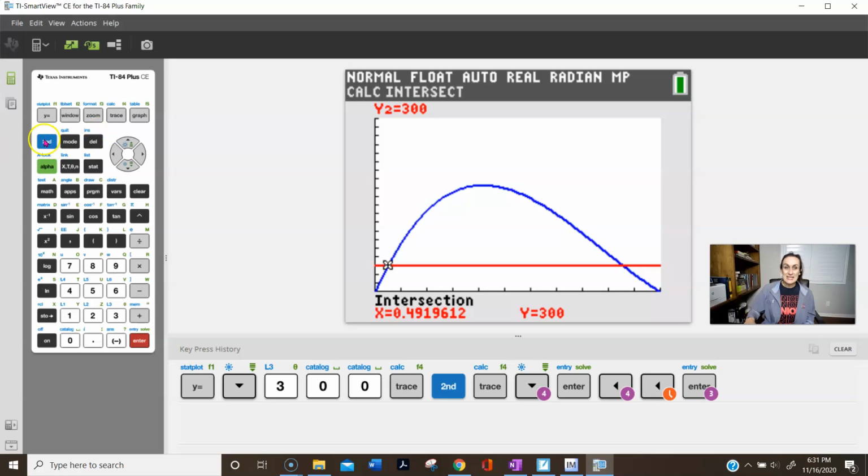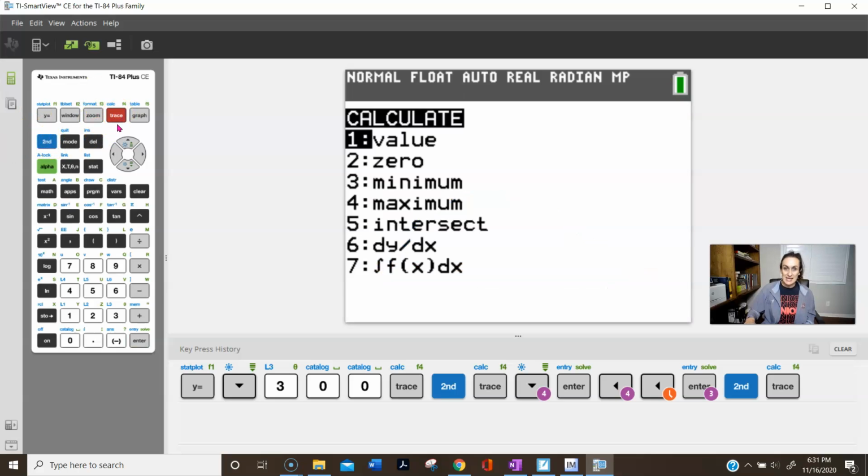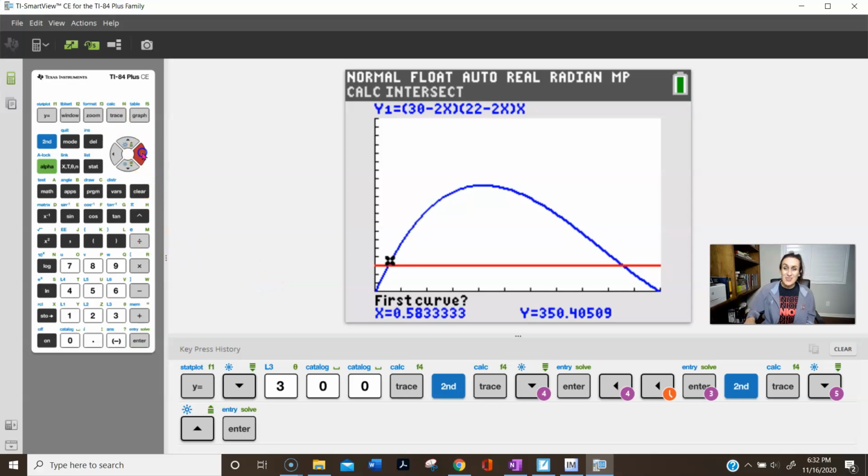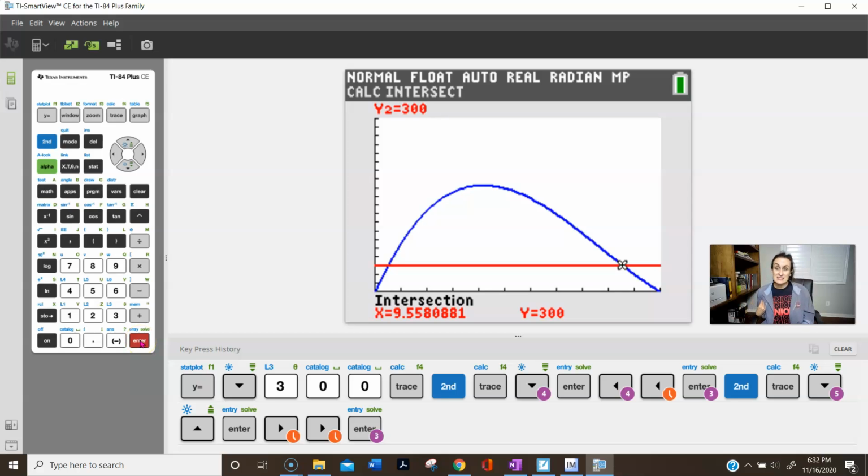Okay, so we go again, second calculate, and we're going to go down to intersection. Now, we only are going to have two answers because otherwise we're out of our domain, which means there's no paper to cut. So the problem wouldn't make sense unless we're in our domain. So we come over to this one, we hit enter for the first curve, enter for the second curve, enter for your guess, and I'm going to cut 9.558 inches out of each corner of that sheet. And that's going to give me a volume of 300 again.